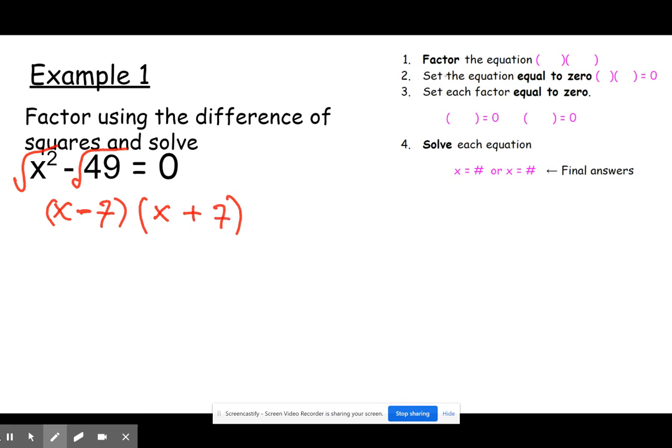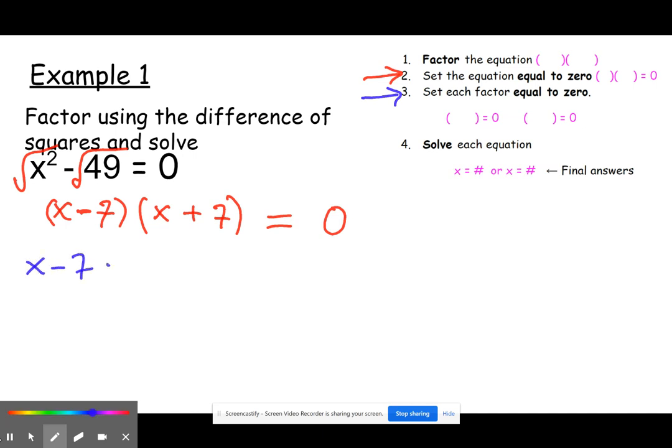Make sure you set the equation equal to 0. That's your second step. So set it equal to 0. Now, after we're done with the second step, we need to set each factor equal to 0. So that will give us x minus 7 equals 0, or x plus 7 equals 0.